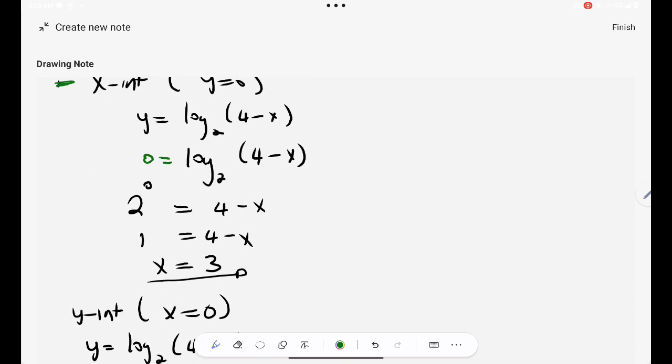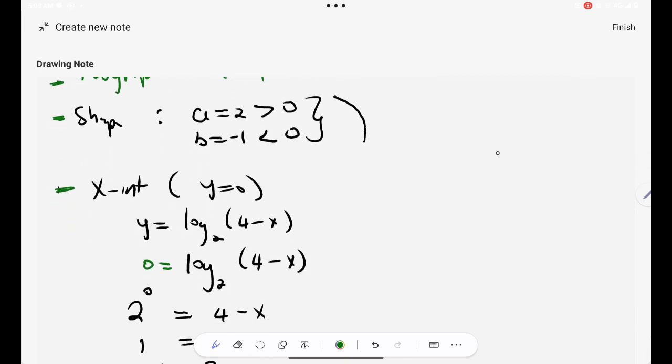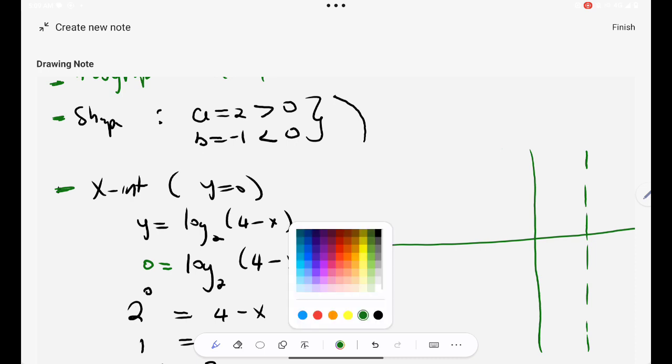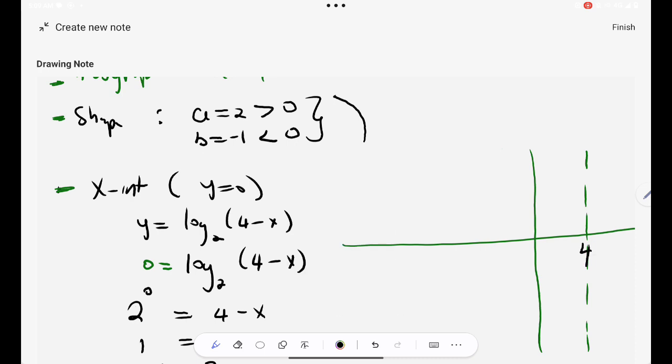So I know that I have a graph like this, ne? My graph has its asymptote when x is equal to 4, and my graph looks like this. It passes through x equal to 3 on the x-axis and y equal to 2 on the y-axis. That's how my graph should look.